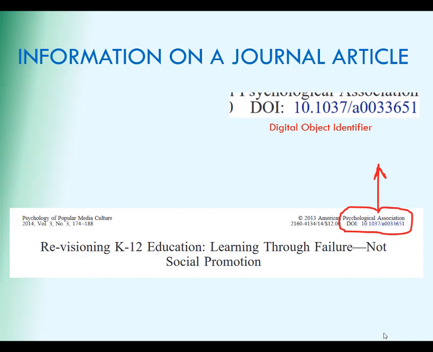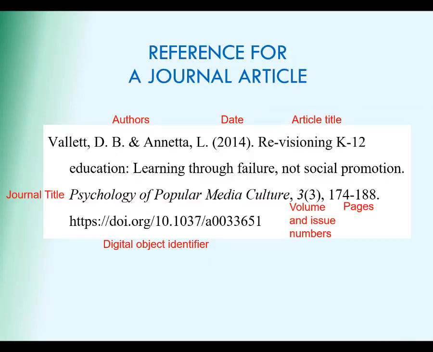In the upper right corner, we find the DOI number, which should be used in the reference in place of an internet address. Here is a complete reference for this journal article. This gives you the author, date, title, and publication information that someone would need to find this article. Notice the DOI is written in the form of an internet address beginning with https://doi.org. This is the correct format because it can be used to retrieve the article.